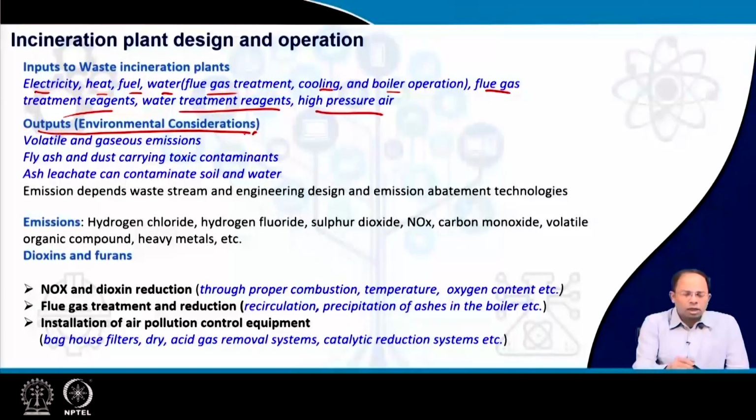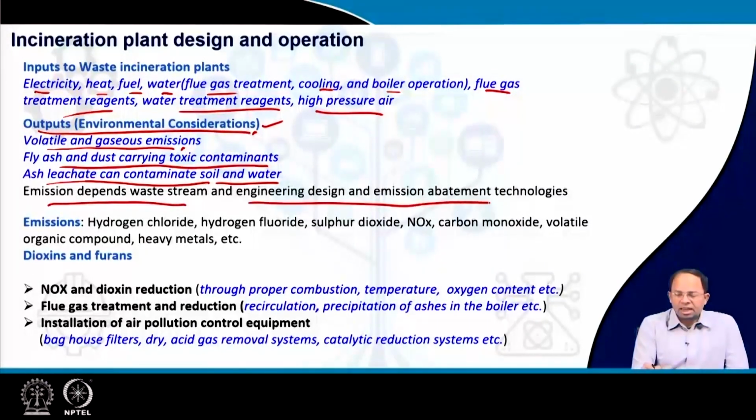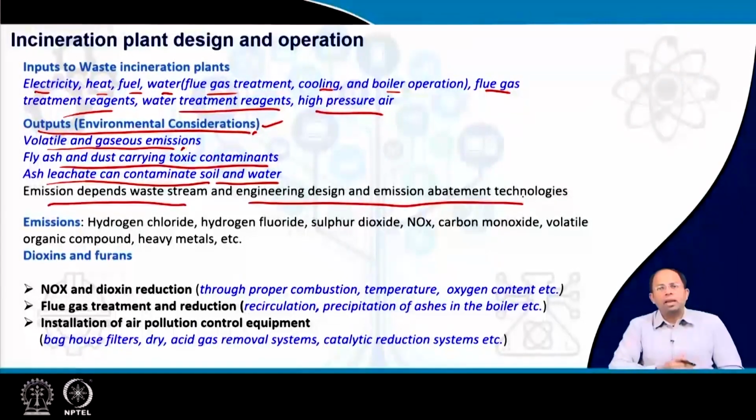So outputs are environmental considerations, and these include consideration for volatile and gaseous emissions, fly ash and dust carrying toxic contaminants, ash leachate that can be generated in the landfill sites, which will contaminate soil and water. So all these things are important, and all this emission depends upon the initial waste stream that we are using and the engineering design and emission abatement technologies that we are using in the plant. So the more we invest in the plant, the better would be the final stack emission that will come out of that particular plant.